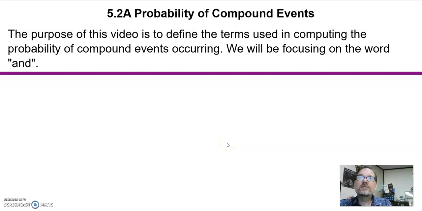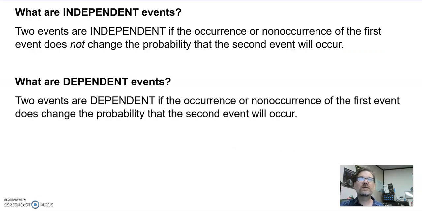Hey there, statisticians. In this video, I'm going to talk to you about the probability of compound events, and we're going to focus on the word "and." I'm going to look at event A and event B happening. I need both of them to happen to be considered a success.